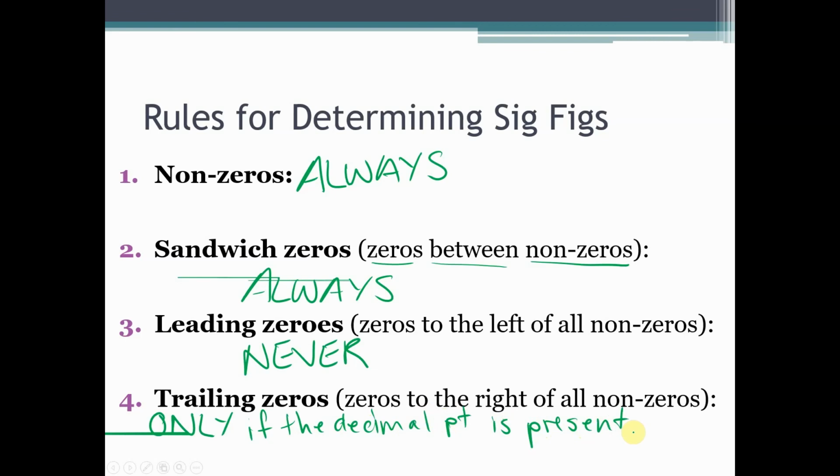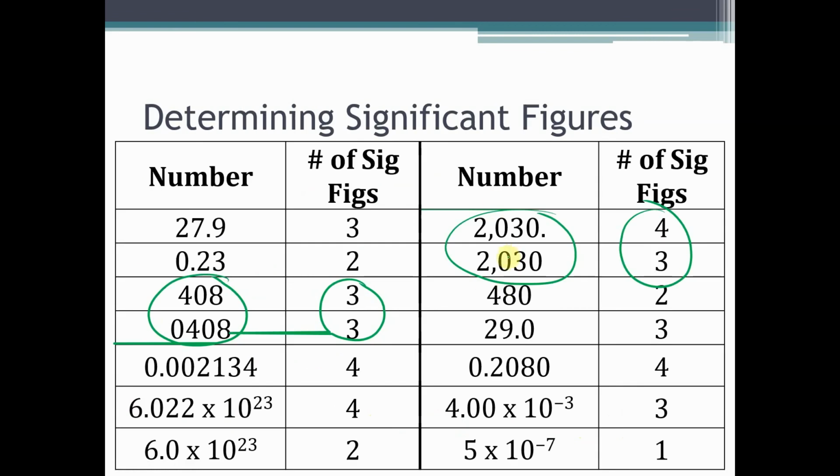So let's go back and look at some of those numbers we just saw. I asked you to look especially at this top right set of numbers, 2030 point and just 2030. And now we can see why, even though they're the same value, they've got different SigFigs. Here, we have a decimal point. Since we have a decimal point, all of our trailing zeros, namely this one, are significant. So we've got non-zero, sandwich zero, non-zero, trailing zero with a decimal point. That's 4.